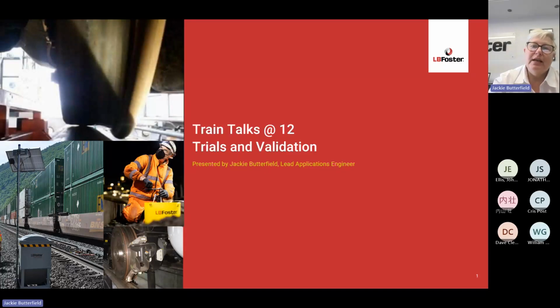So in this final session, we will be looking at how to measure the effectiveness of your friction management program and give you some insights into our personal experience of running trials, evaluating friction management regimes.